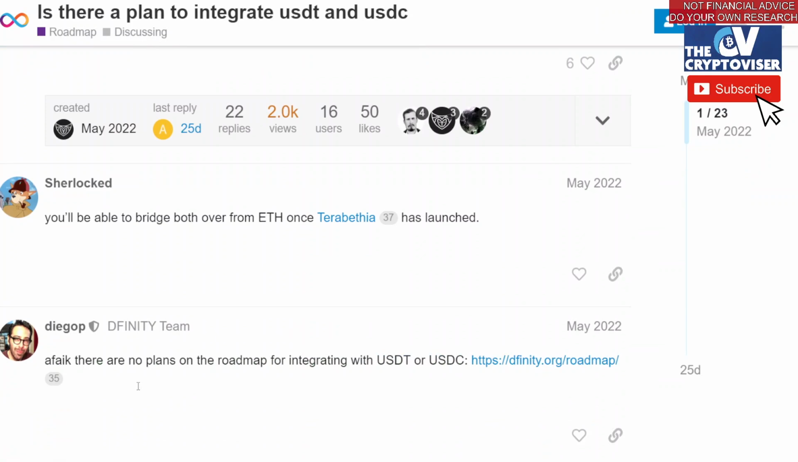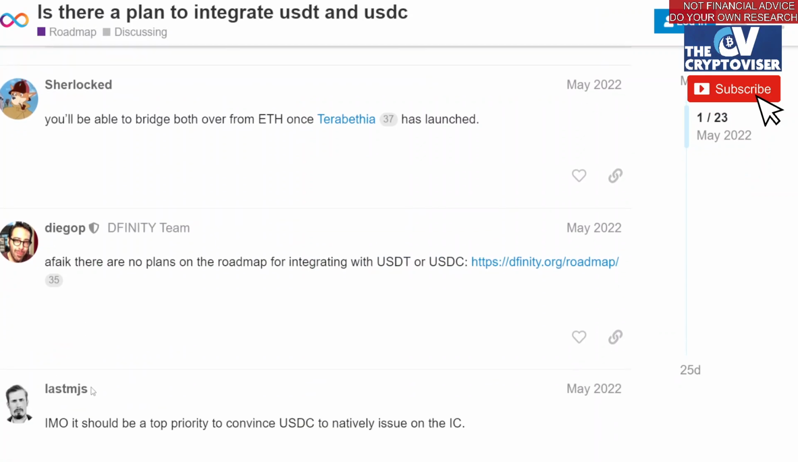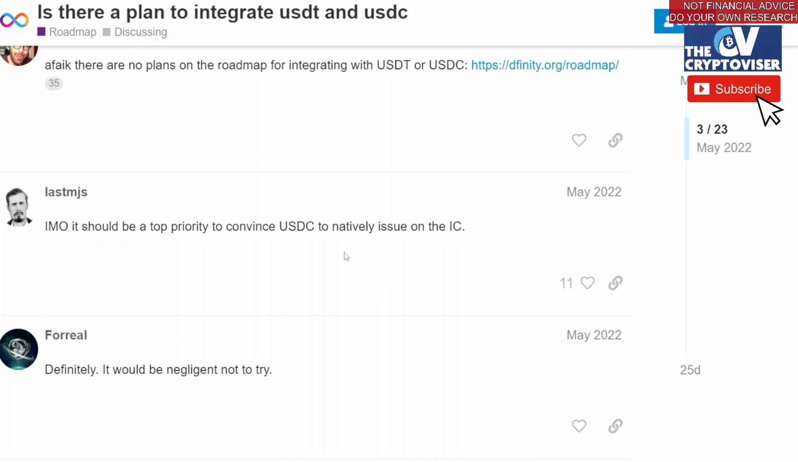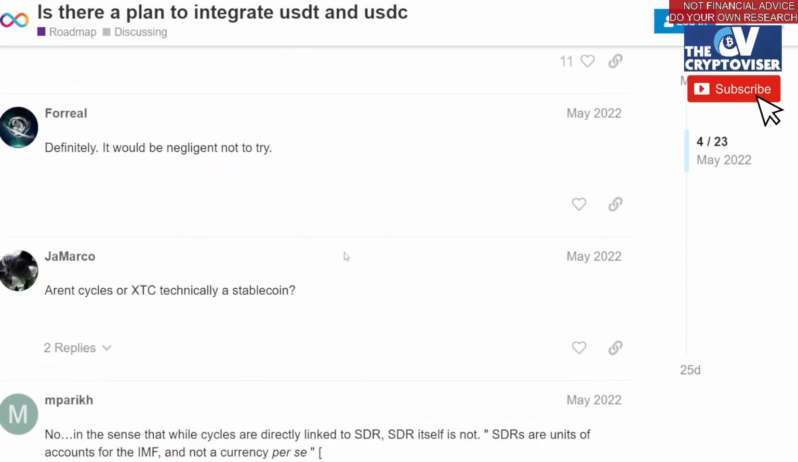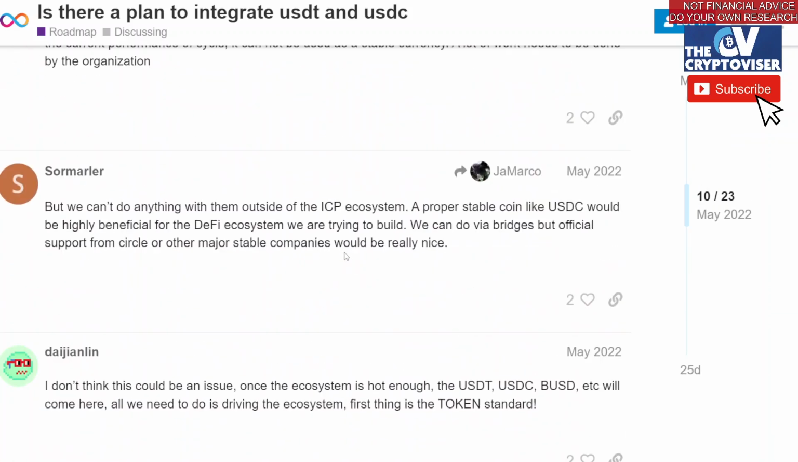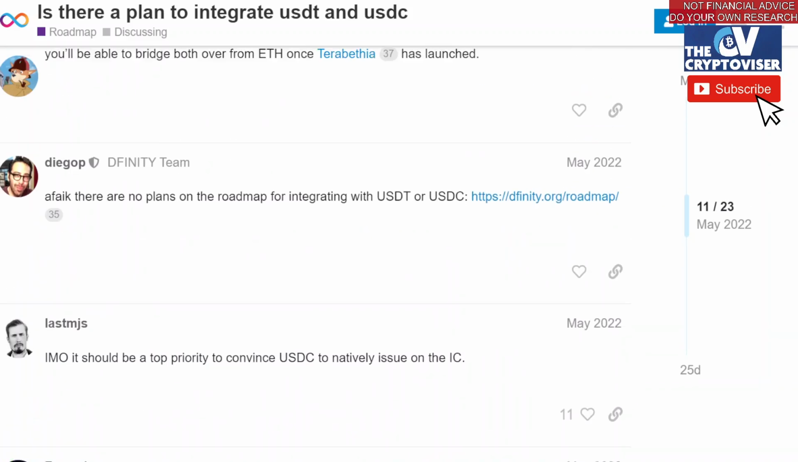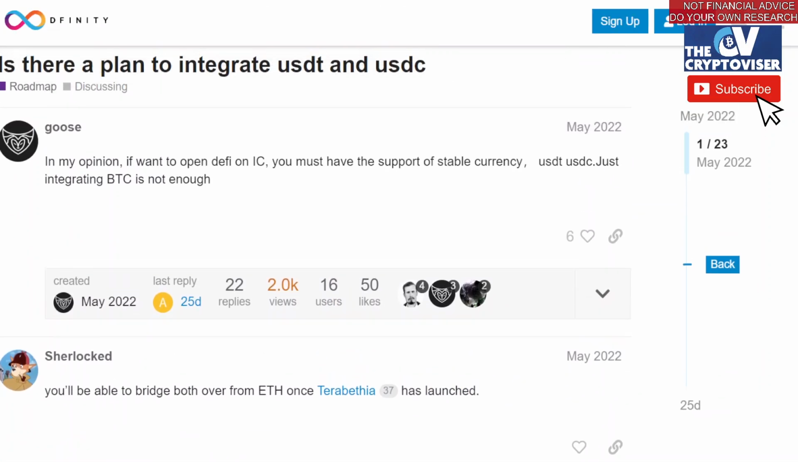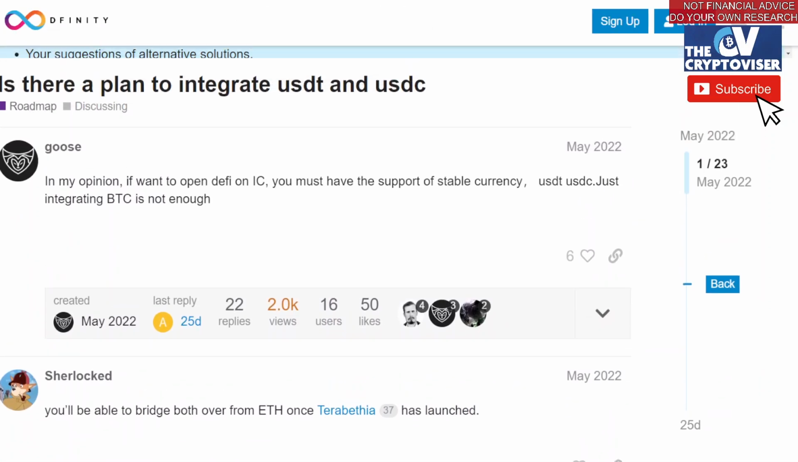Now, somebody from the Dfinity team, Diego, said, as far as I know, there are no plans on the roadmap for integrating Tether or USDC. Now, keep in mind, this was in 2022, and we're going to explore the roadmap in just a minute. And you can see that some of the others are saying that it's obviously important to get it implemented. And there's some people who don't want USDC implemented. In my view, it's not really a choice at this point.